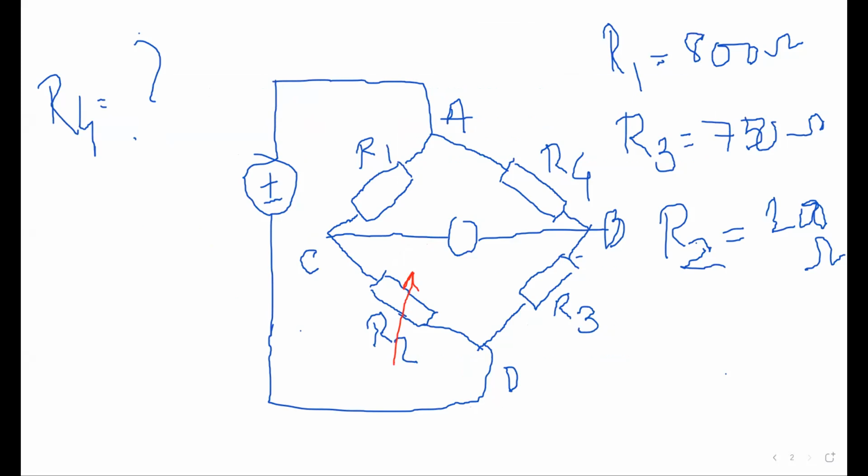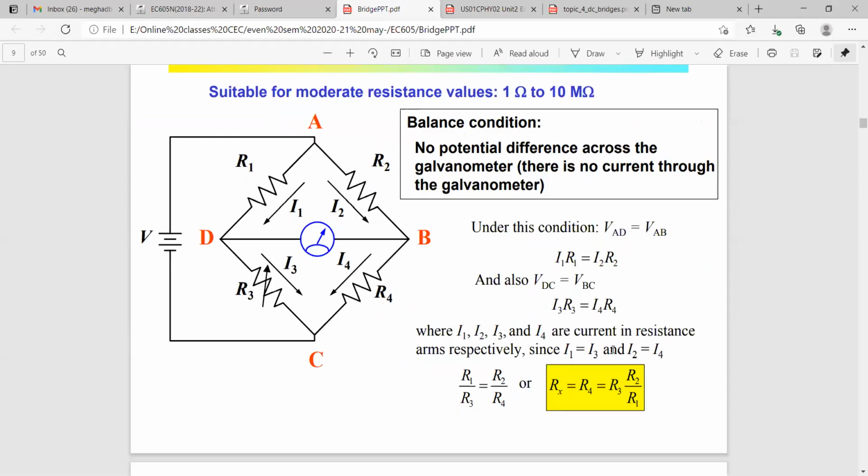Let me share the slide with you first, to show you the difference between the formulas. This picture you have drawn, right? Now I will show you the slide. Now follow this picture and my question. According to this picture, the formula comes out like this: R4 equal to R3, R2 upon R1, where R3 is the variable resistance.